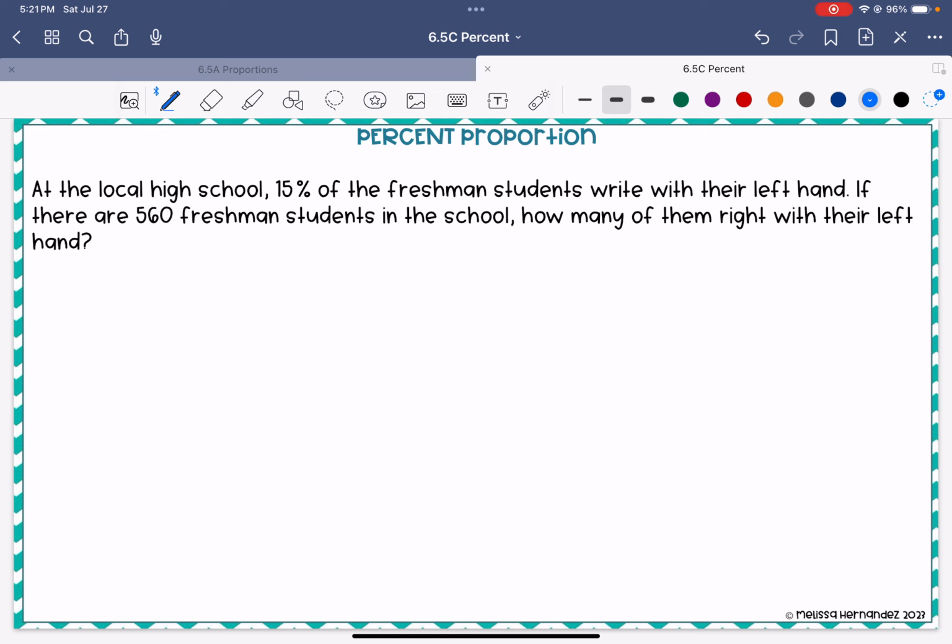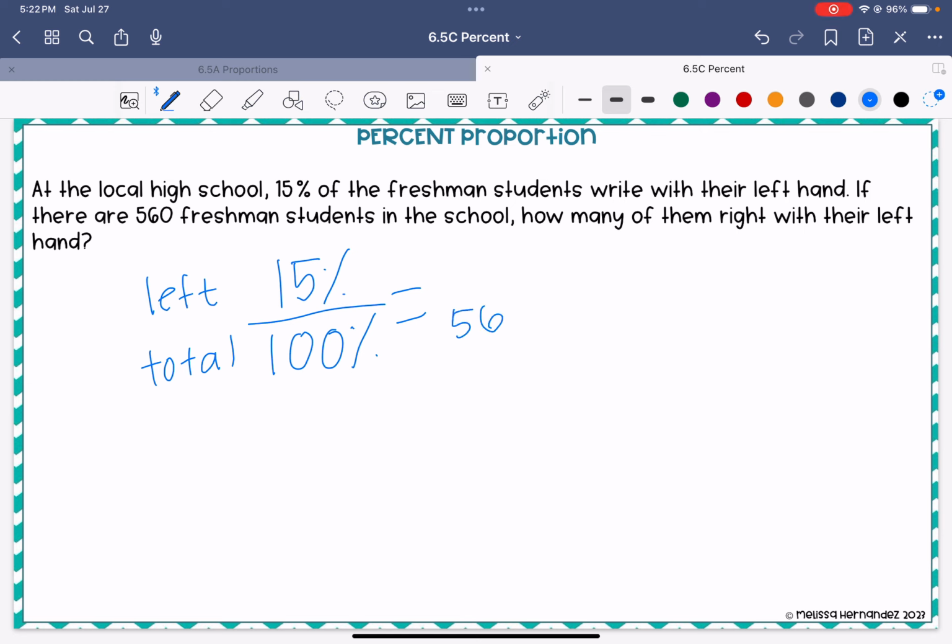Percent is out of 100. So when you set up a proportion, you always want to keep the percent together. It doesn't matter if you put it on the left side or the right side. It's up to you. So this would be left-handed, and then this is your total. It's asking for how many, so what does the 15% represent? Well, 100% is 560.